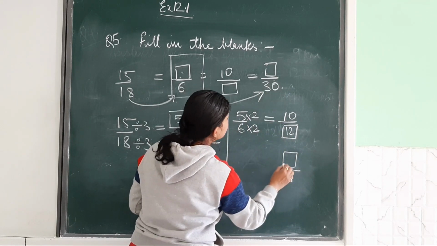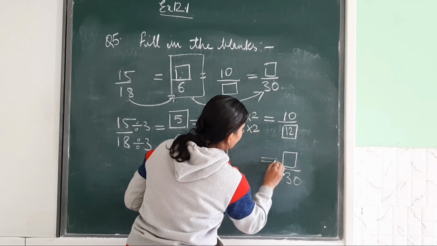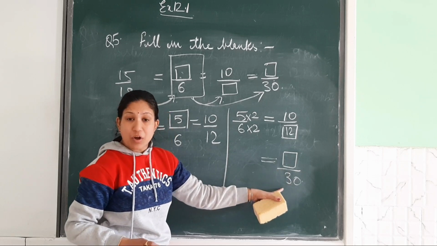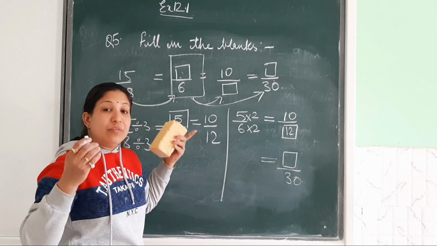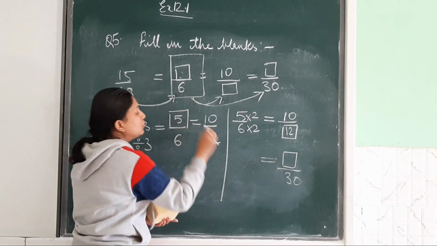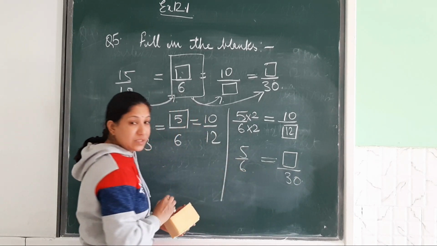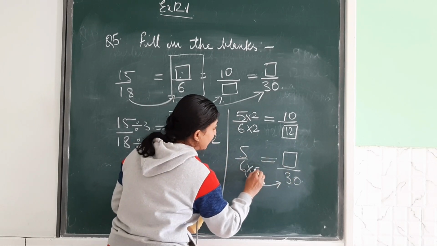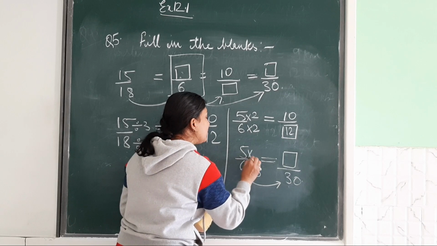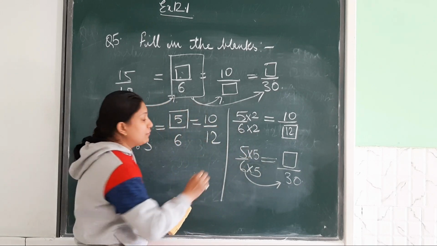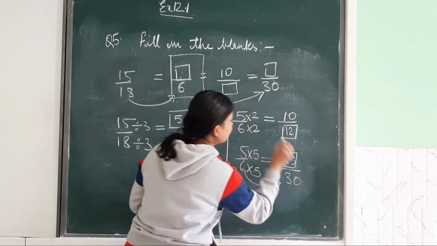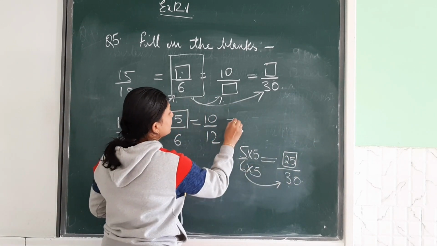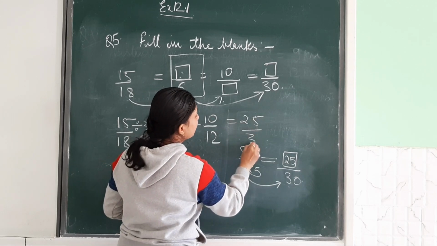The next number is a blank, and at the denominator you have 30. With what number will we compare? We will use this number 5 by 6. Now in the 6 table, when you get 30, you get 5 times. So you will multiply 5 also with 5. 5 times 5 is 25. So like this you will get the last number also, that is 25 by 30.